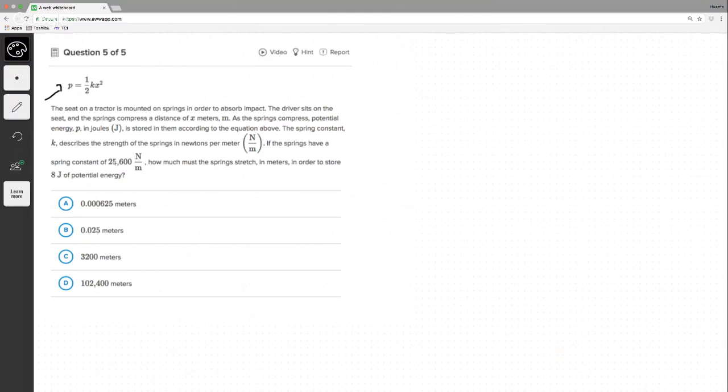If the springs have a spring constant of 25,600, this is, and it really annoys me when they do this.